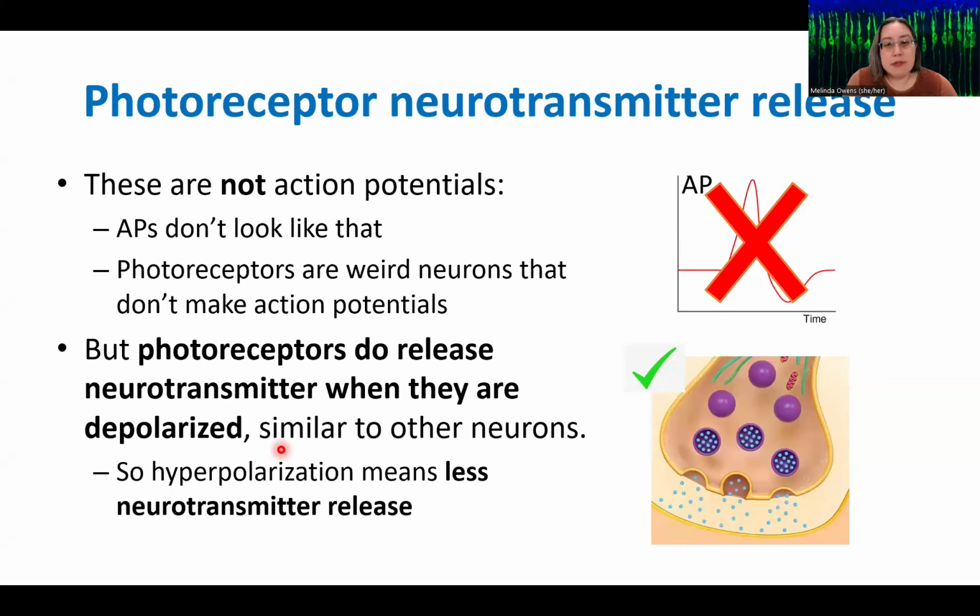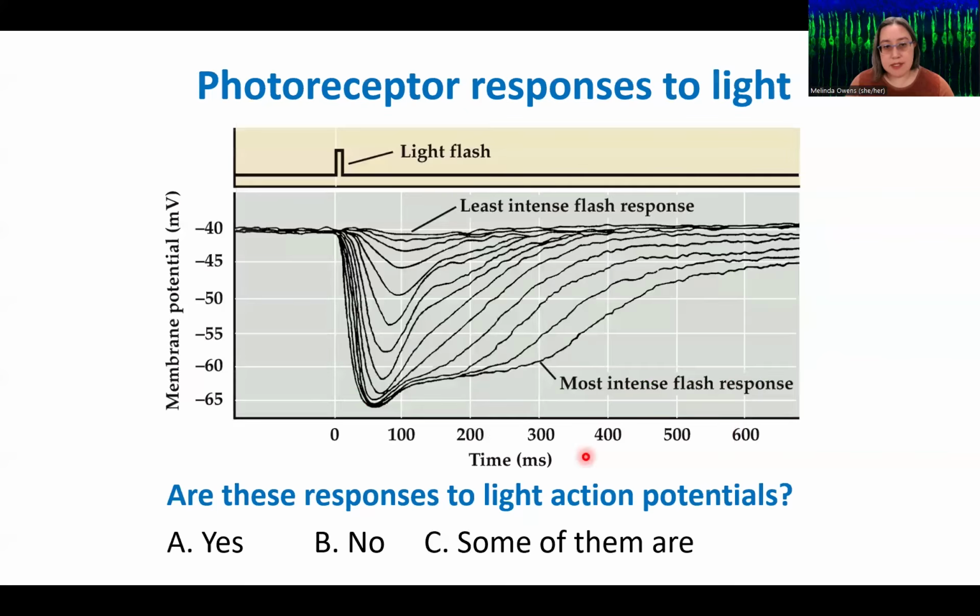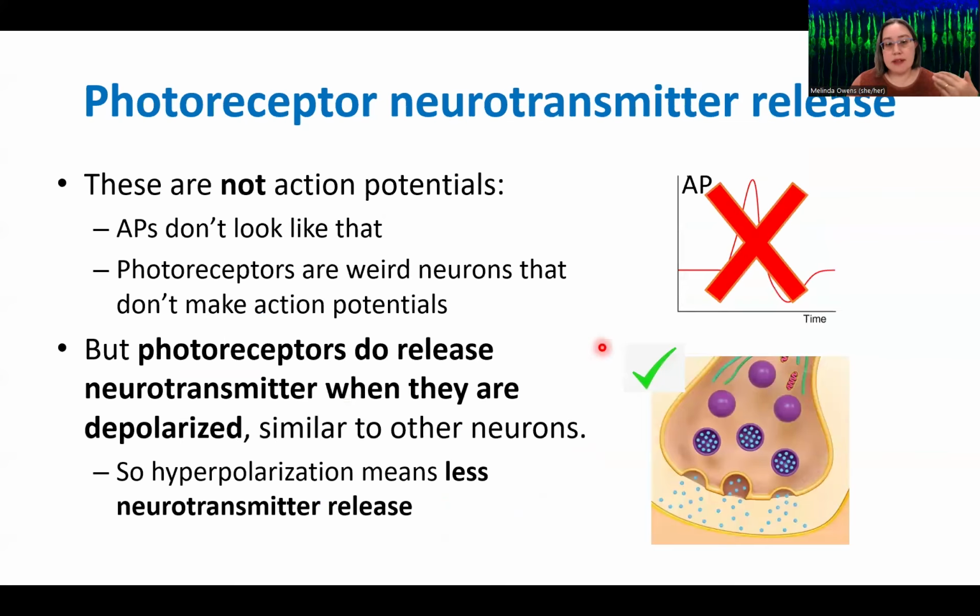Okay. I will say what they do is release neurotransmitter when they are depolarized, similar to other neurons. So remember at the synaptic terminal, we have voltage-gated calcium channels, and at depolarized voltages, those channels are open and trigger the release of vesicles. That is still true in these neurons. So they release neurotransmitter when they are depolarized. So when they're hyperpolarized, it means they release less neurotransmitter.